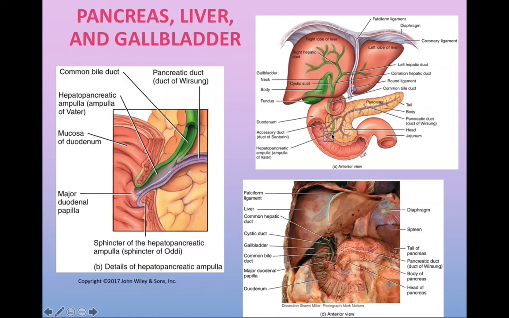We call this little location here the hepatopancreatic ampulla. Or, for those of you that are Star Wars fans, you can call this the ampulla of Vader.